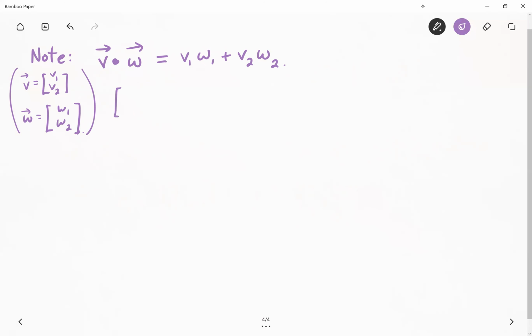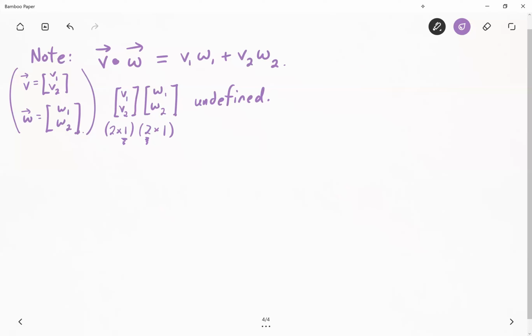However, the dot product is a special operation. If you were to just write these two vectors next to each other, v1, v2, and w1, w2, as if you're trying to multiply matrices, this is undefined. Because we have a 2 by 1 matrix on the left times a 2 by 1 matrix on the right, and the dimensions aren't compatible. The number of columns of the first matrix should equal the number of rows of the second matrix, and that is not the case. So this is undefined. This doesn't make sense.